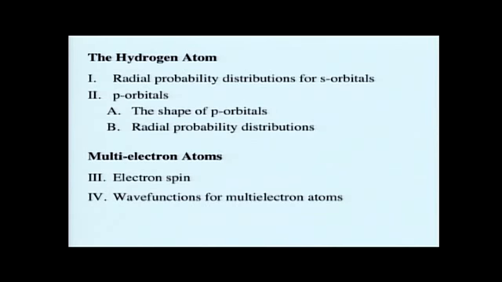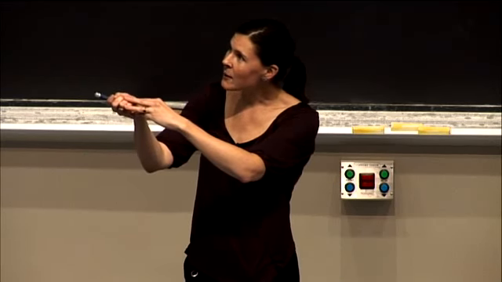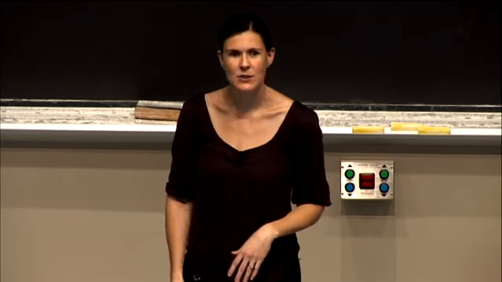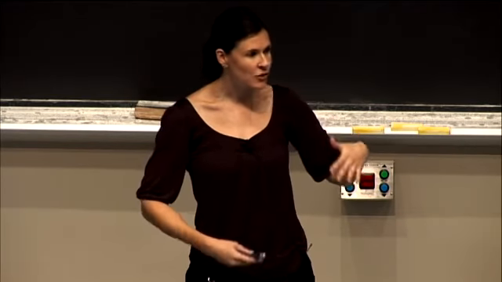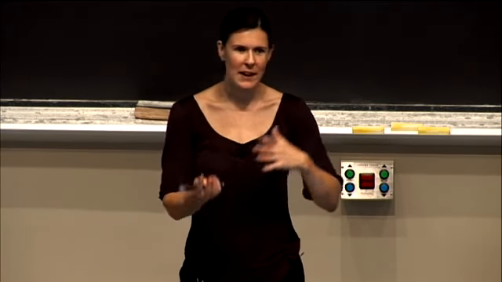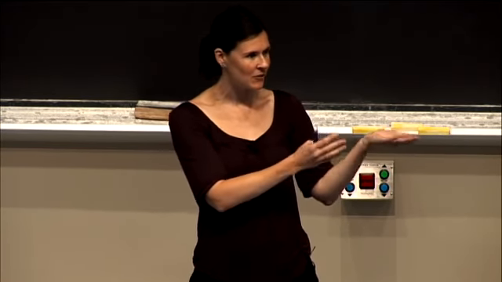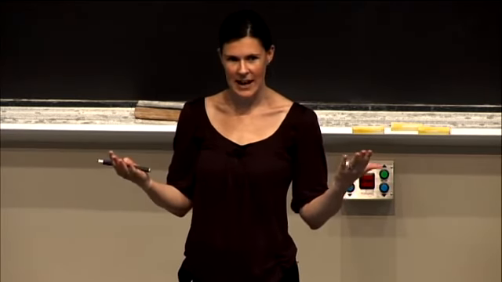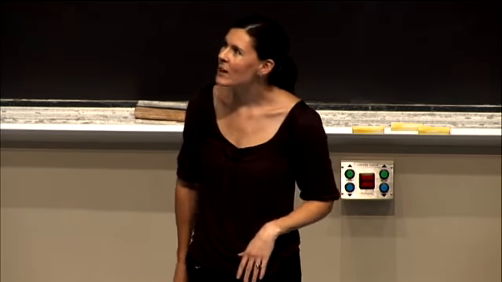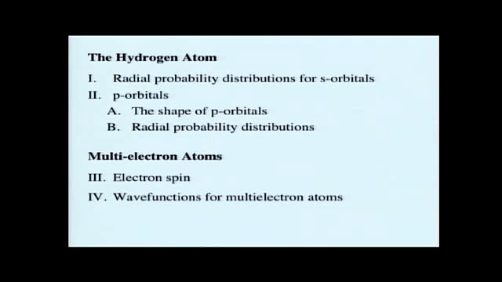We started on Monday talking about radial probability distributions for the s orbitals. We'll finish that up, and then we're going to move on to talking about the p orbitals. We'll start with talking about the shape, just like we did with the s orbitals, and then move on to those radial probability distributions and compare the radial probability at different radius for a p orbital versus an s orbital. And once we do that, we're actually going to move on to multi-electron atoms.